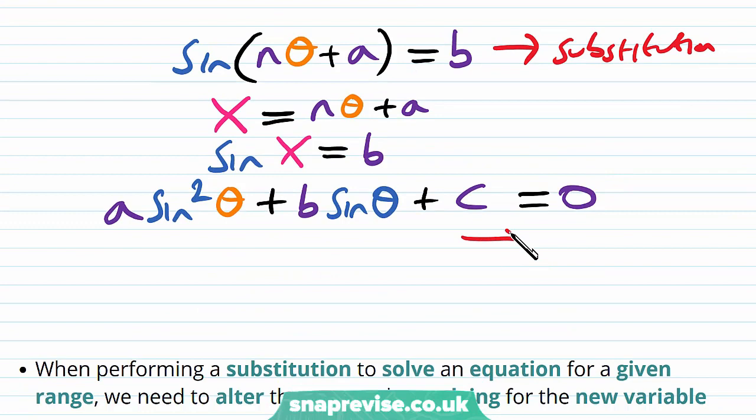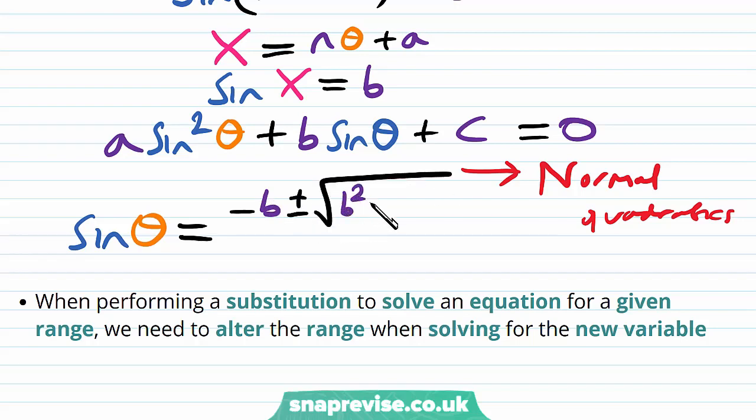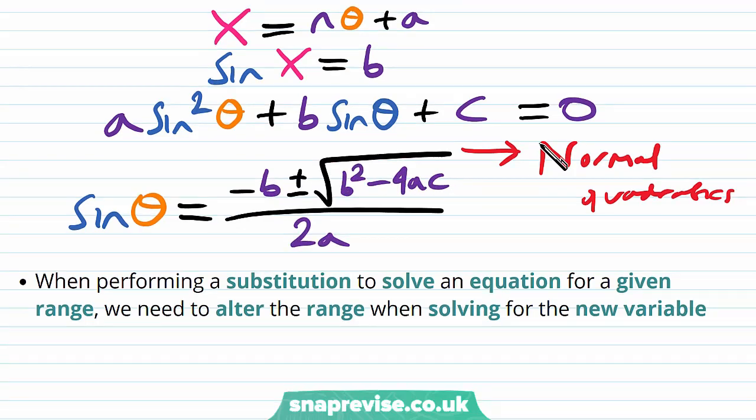And similarly, this type of equation uses normal quadratics. We use the quadratic formula and get that the sine of theta is going to be equal to minus b plus or minus the square root of b squared minus 4ac over 2a.